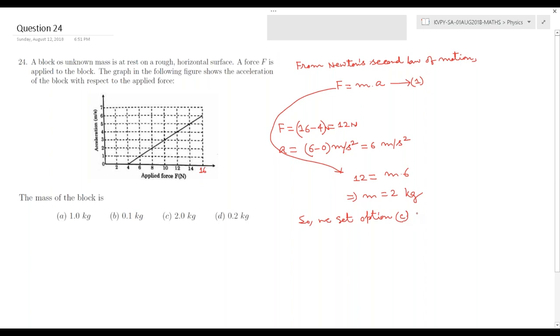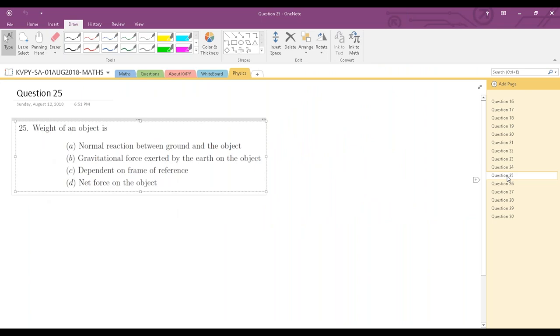You can use the slope, that is fine, but without using the slope also you can find it. From this graph, you need to find the value of the force, which is 16 minus 4, and the value of the acceleration, which is 6 minus 0. So from there we can find that option C is the correct one. I hope this is clear. Then we can go to the next question, and that could be eventually our last question for today. Then we'll resume the rest of the 5 questions in the next class.